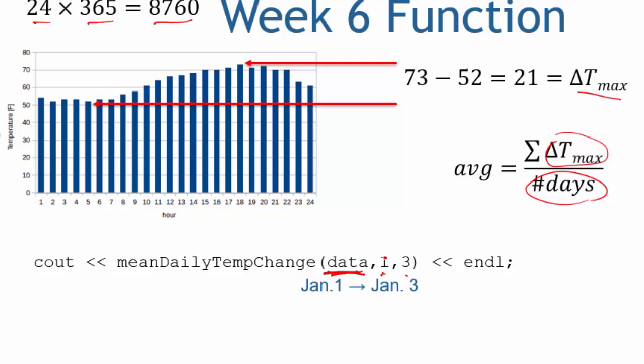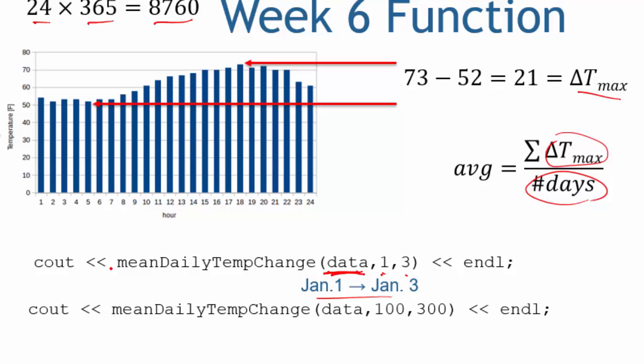These are given as what are called Julian days, which means a day count where January 1 is day 1, January 2 is day 2, etc., and December 31st would be day 365. So this would be looking at a range of January 1st to January 3rd. Your mean daily temperature change function will do all this math we just talked about. You'll be developing that algorithm, and then you'll have a single return value that can be written to the screen. Another example: if I call this with parameters 100 to 300, remember those are Julian days, that would be April 10th to September 27th.